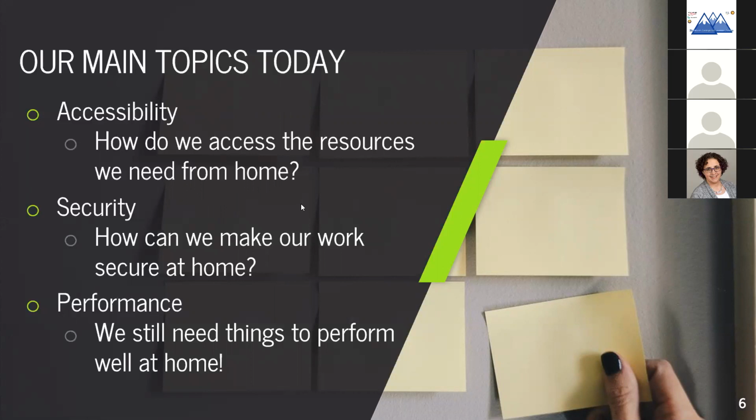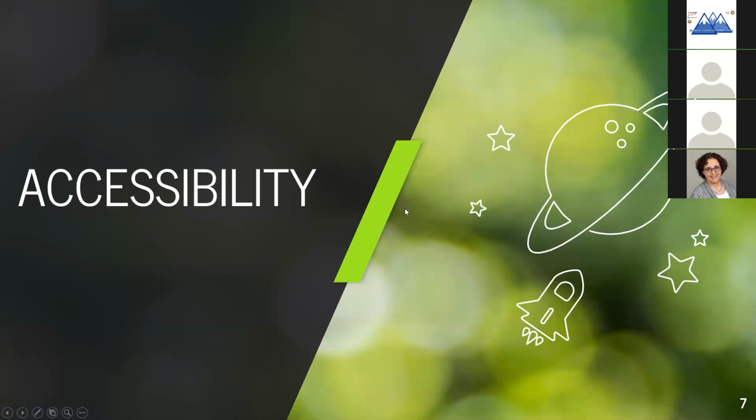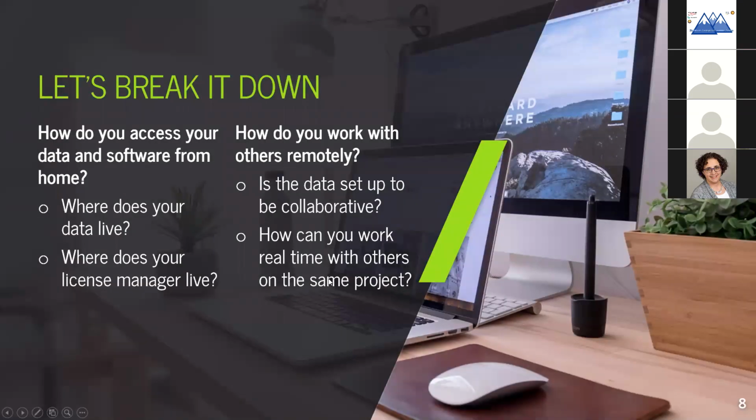So anyway, we're going to talk about accessibility, security, and performance, and very much related to Caitlin's question is going to be accessibility. When we talk about accessibility, I want to talk about basically two things: the actual access of the data, and then collaboration. How are we going to set things up to be collaborative? How are you going to work with people in this new remote way? Remember, all of this is new.